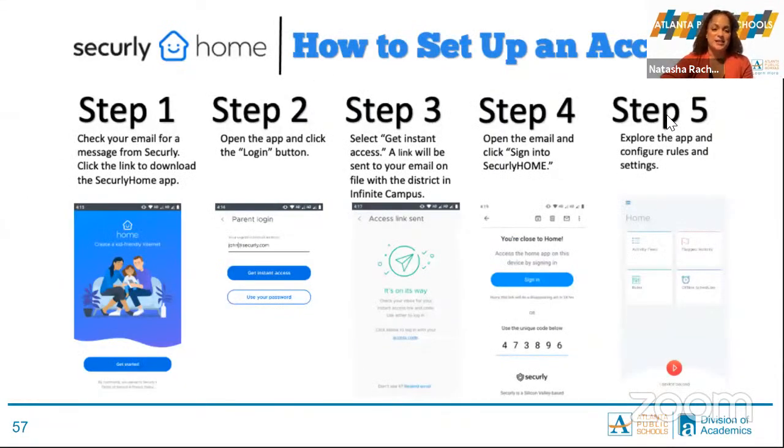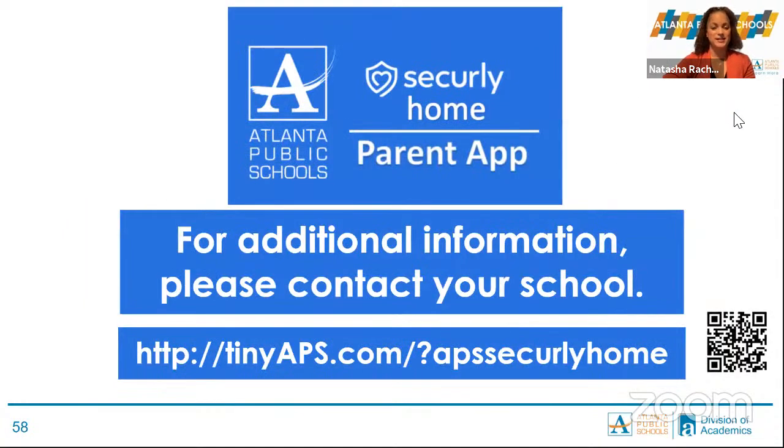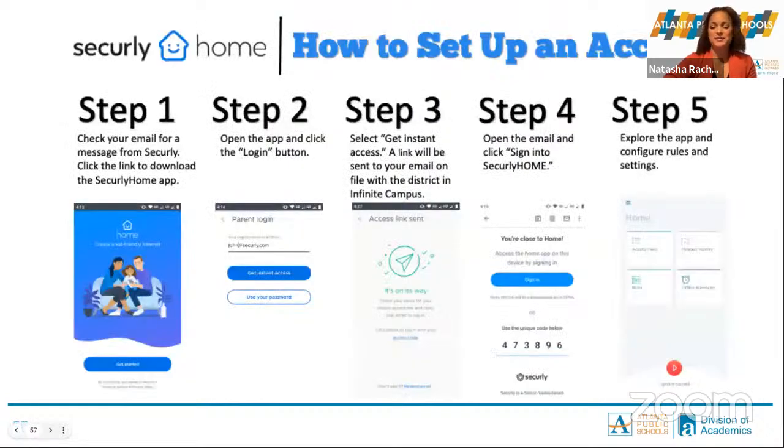And then lastly, how do you set up your account? Let's just talk about these 5 steps again, really quick. Again, you're going to check that email. Make sure you just type Securely, S-E-C-U-R-L-Y, in your search box, and you will find that email from Securely. Again, if you have not updated your email in Infinite Campus, be sure to do so. From there, you're going to click that login button, and then you will get instant access. And it's 5 simple steps right there ready for you to go. So we can pause there for just a second to make sure that you are able to pay attention and get those steps. And you also have access to the presentation.